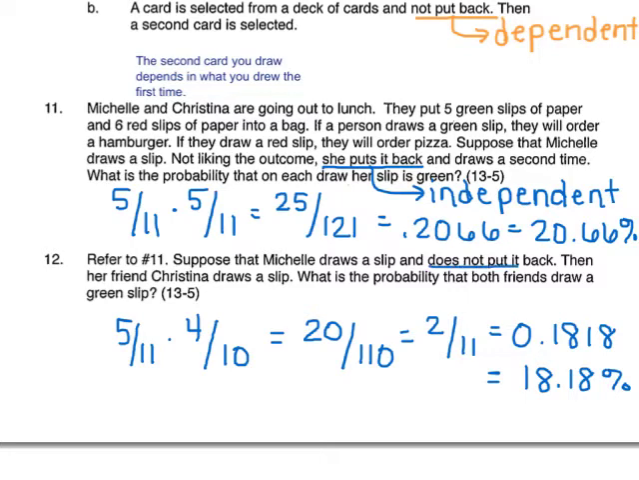Okay, so it does make a difference. This time, because she did not put it back, that makes this dependent. And it really doesn't change much in your problem, other than you have to remember that that slip hasn't been put back when you go to do the second draw. Okay, so this right here is the difference between independent and dependent. Okay, let's get to that back page.